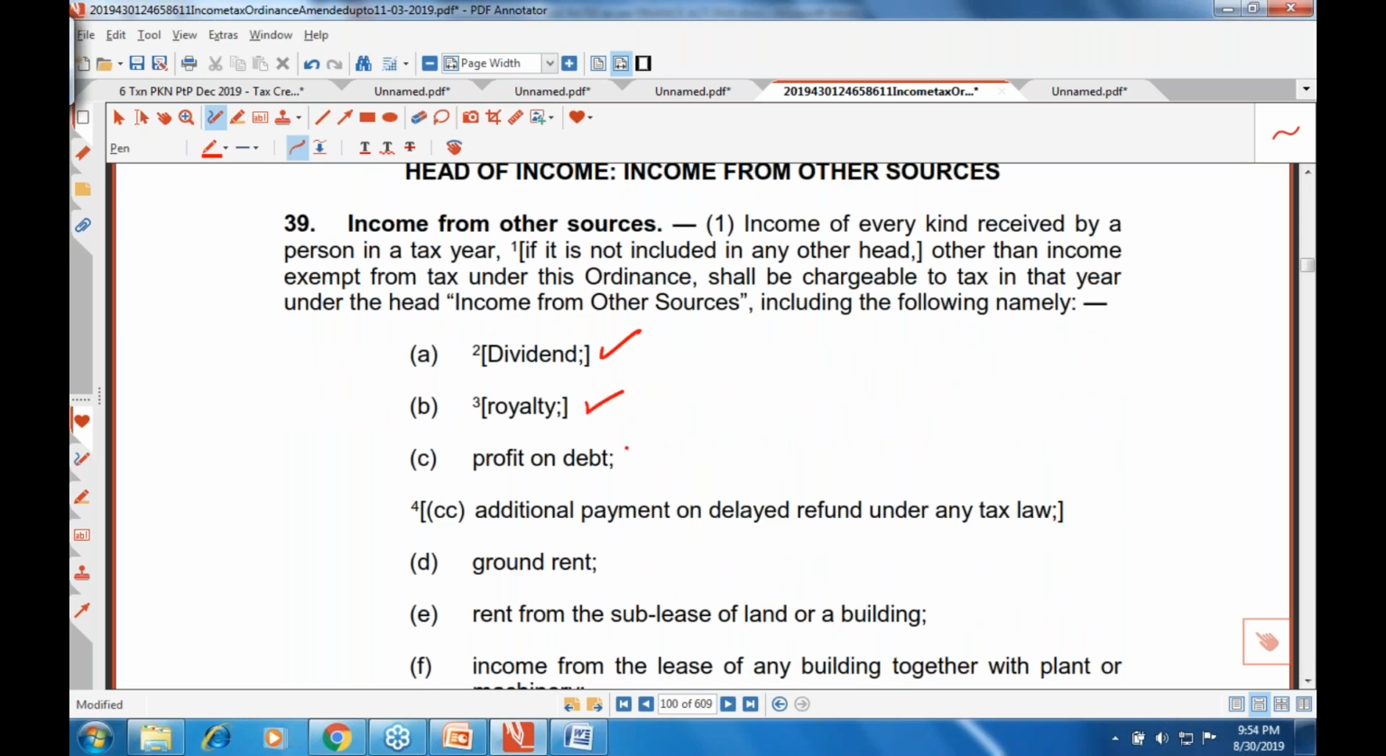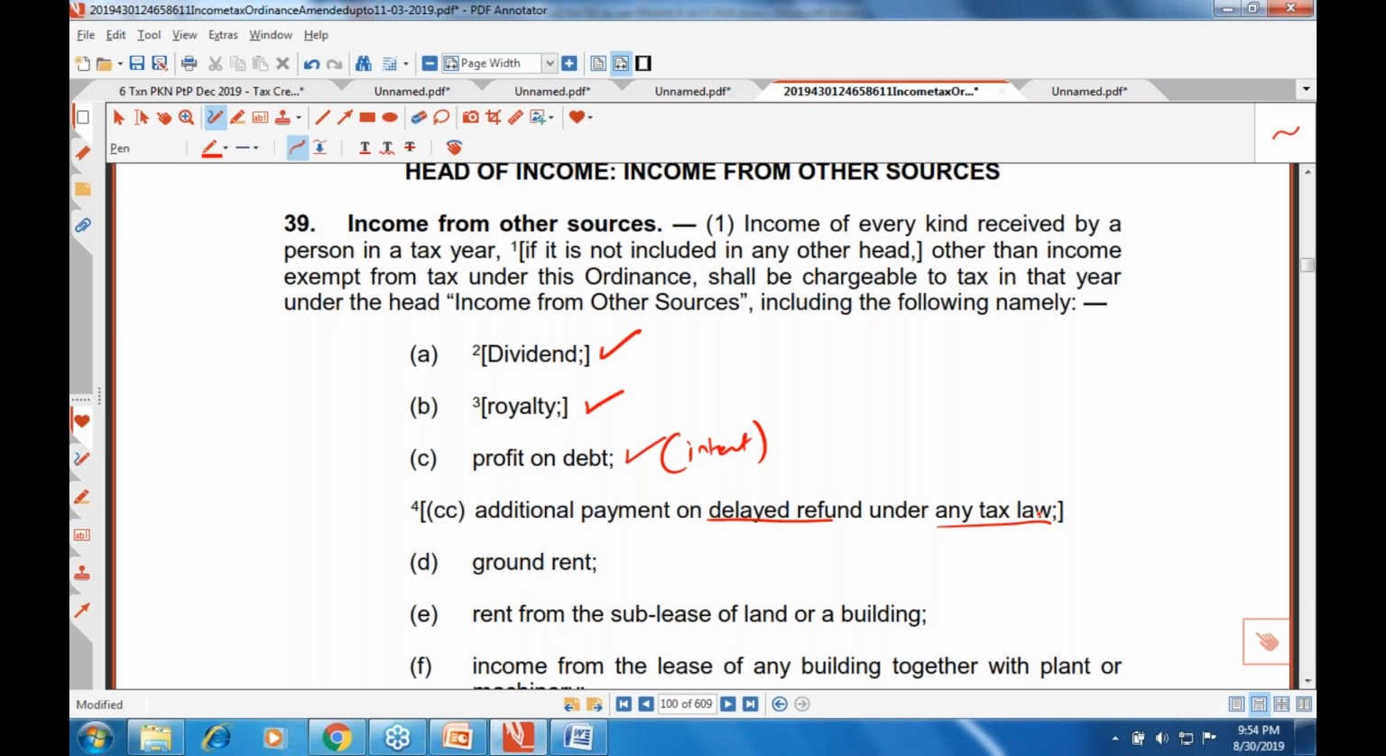The royalty, the profit on debt, which is also termed as interest. So the profit on debt, the additional payment on delayed refund under any tax law. Now, a very important point is that additional payment on delayed refund under any tax law.